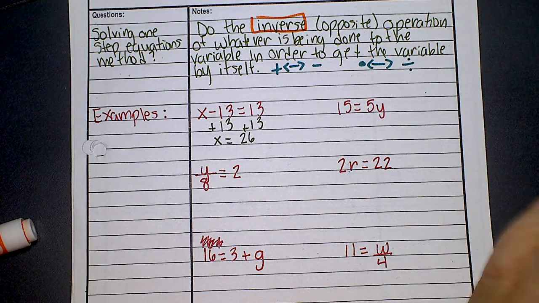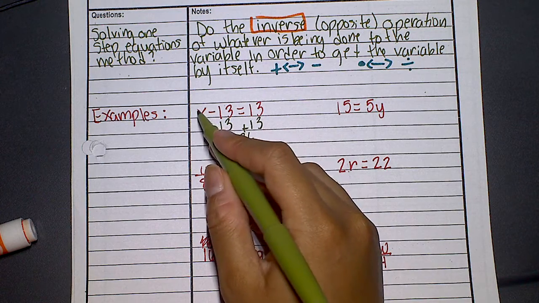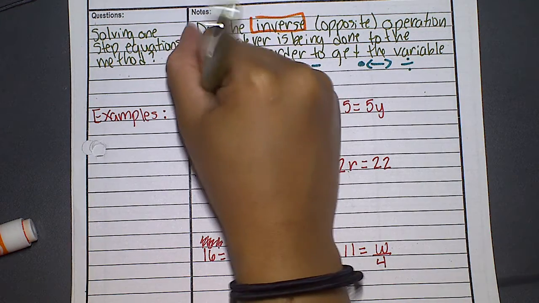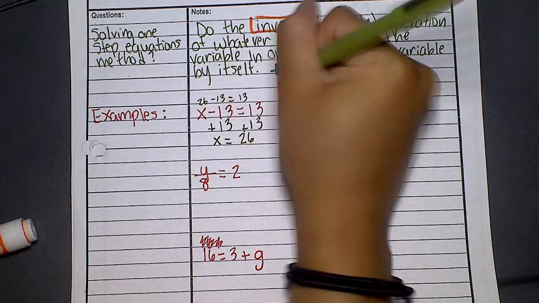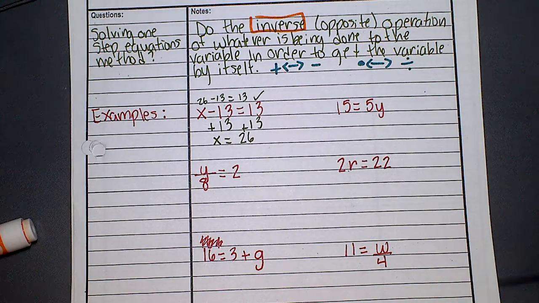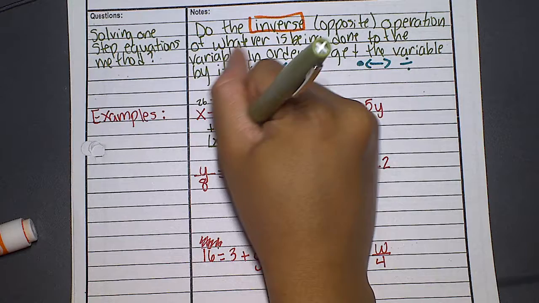And then if you want to check your solution, you can put 26 back in for x, and you can say 26 minus 13 and see, does that equal 13? And you see, yes, it does. So that is correct. So x equals 26 is our final solution.